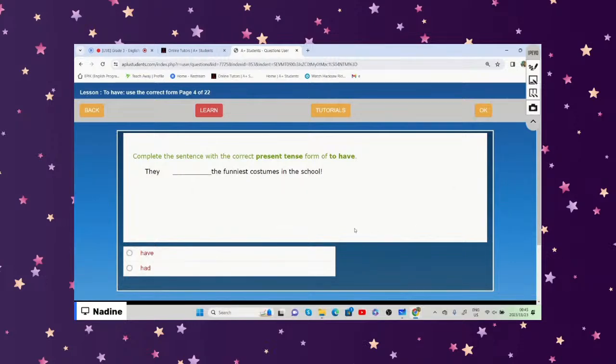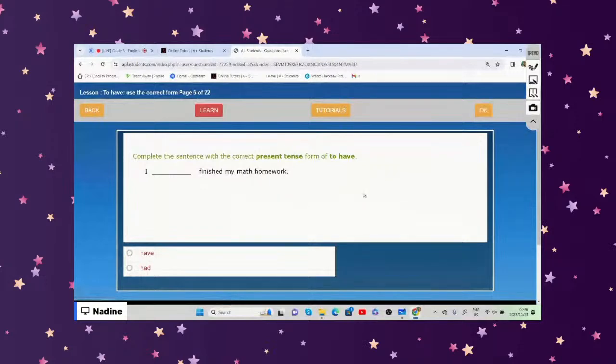Then we need to choose again between have and had by choosing the correct present tense form of to have. Do we say they have or they had the funniest costumes in school? So we can say they have the funniest costumes in the school. So have is the correct form.